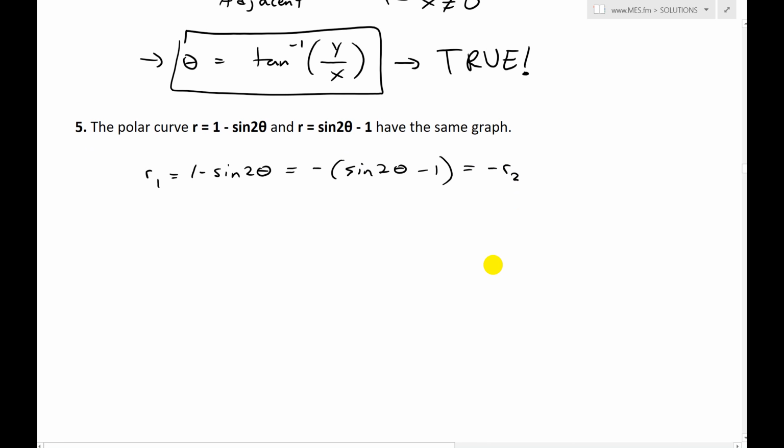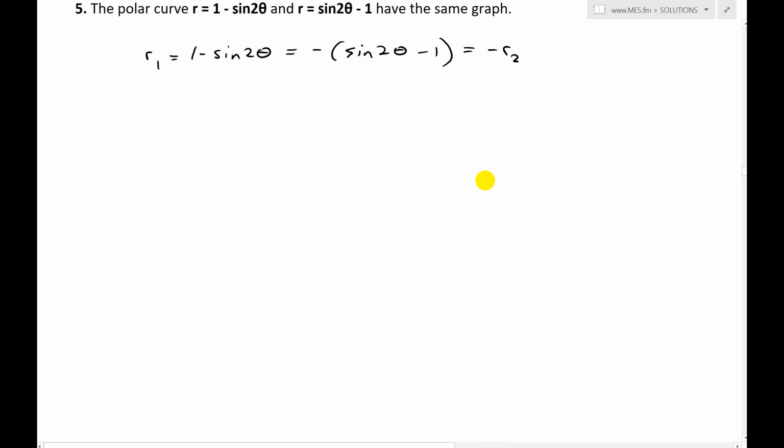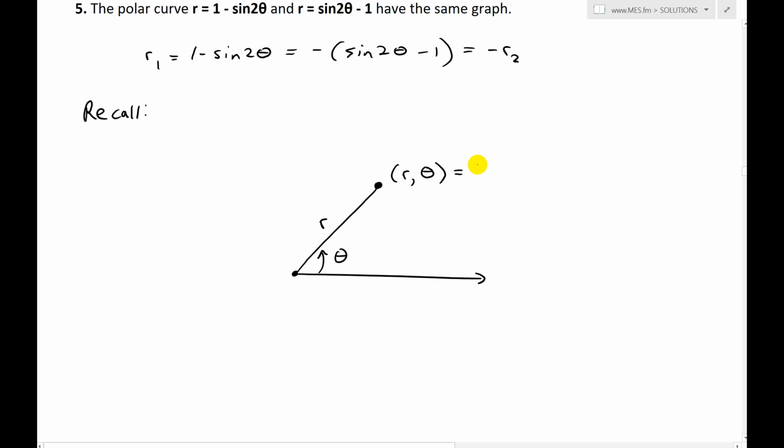And that's actually our first clue that they could have the same graph, because if you recall my earlier videos, polar equations are set up like this. Say we have the polar axis there and a point over here, whose distance from the pole is r, and then right here is the angle theta. So this is going to be r and theta. Let's deal with this r as r of theta, which equals 1 minus sine 2 theta, and theta.